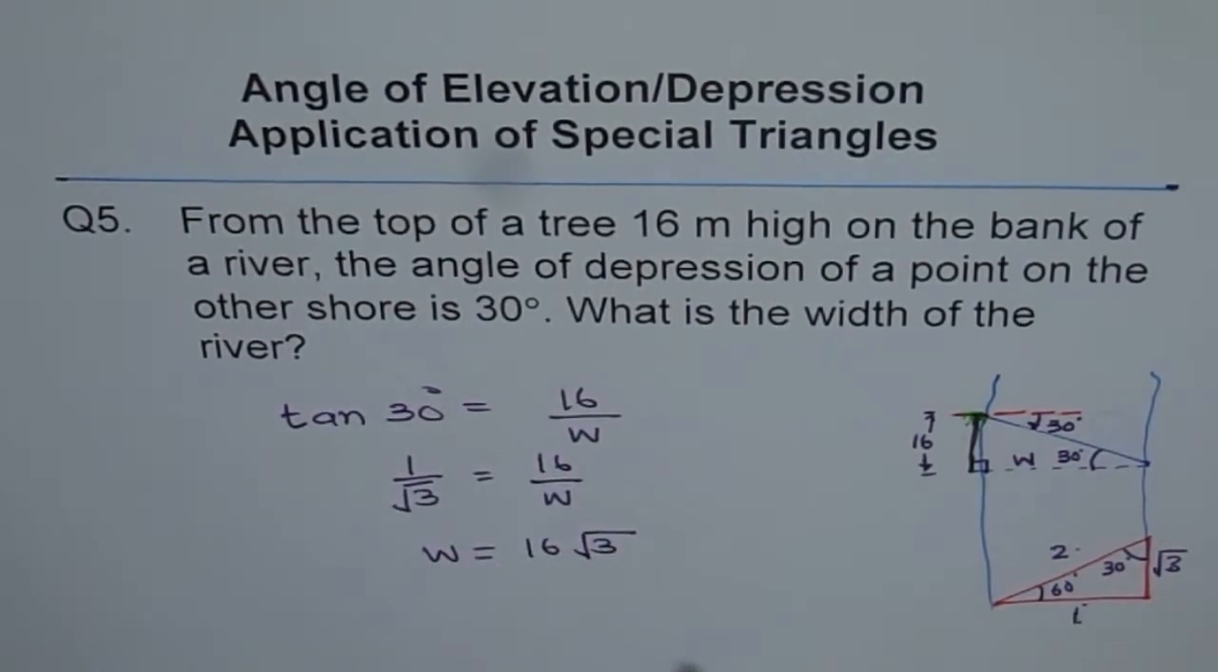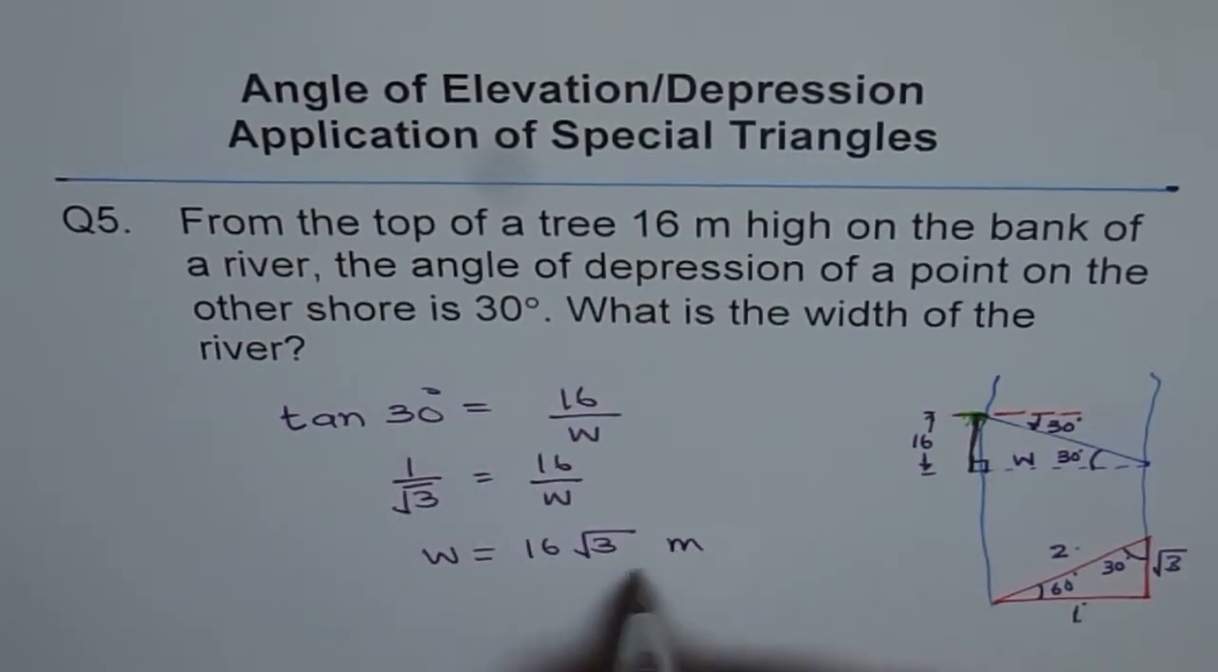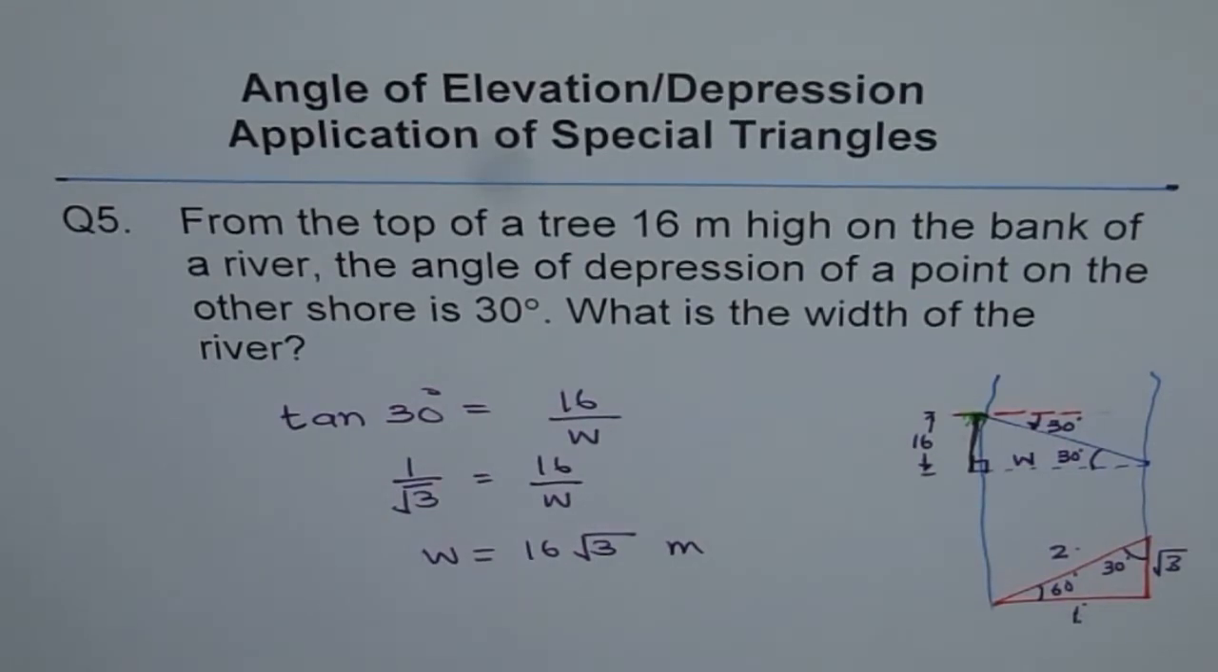So if you're looking for an exact answer, that is the exact answer. And the unit is meters. So the width is 16 square root 3 meters. Correct? So that is how you are going to do this problem, and see how we used the angle of depression and our special triangles for this application problem. Correct? Thank you.